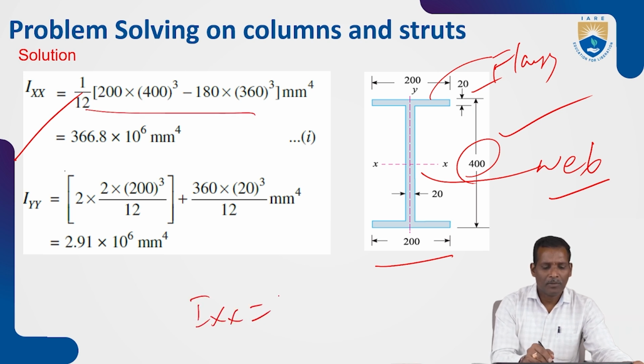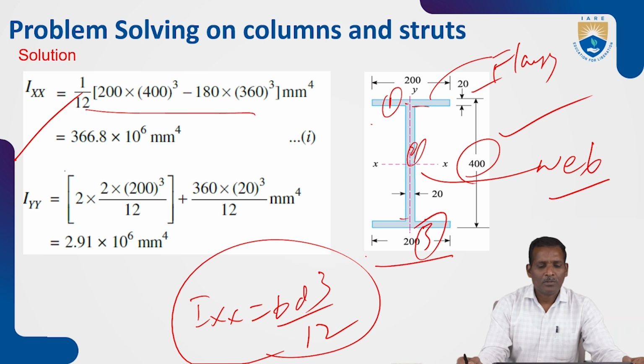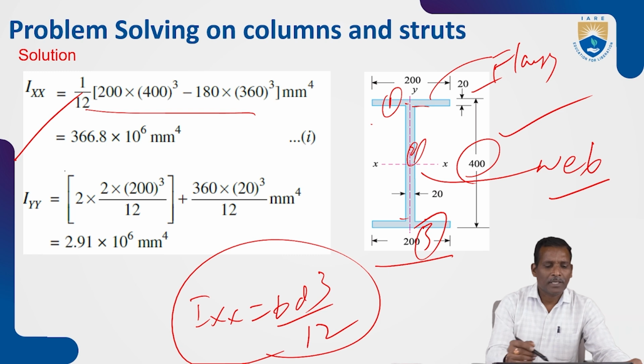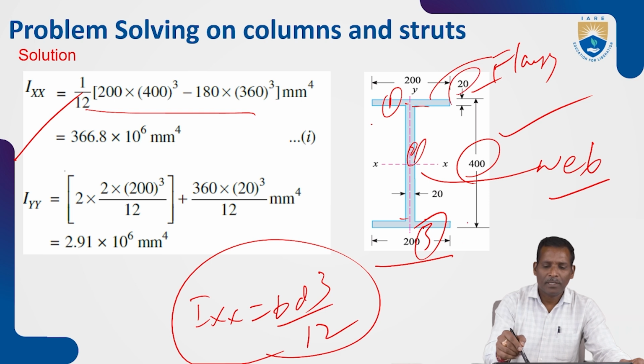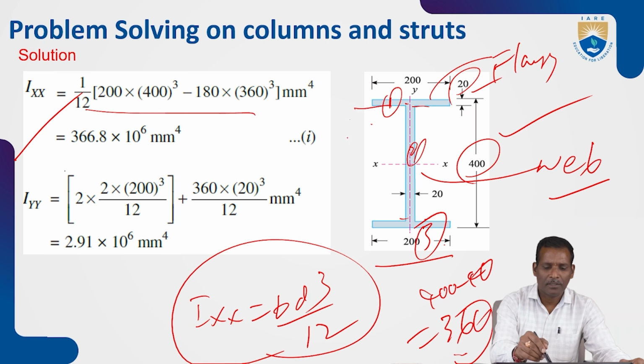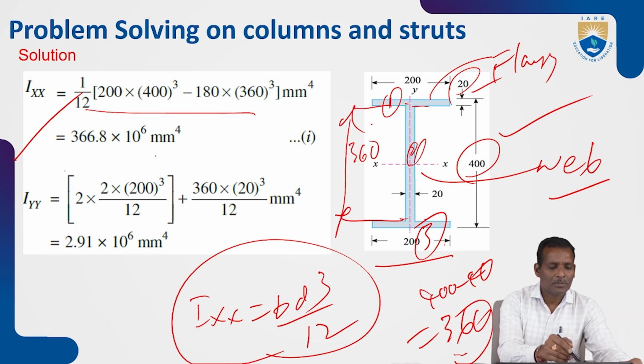So Ixx for a rectangular section: this is one section and another section, sections 1, 2 and 3. The section is symmetric, this one. So for the moment of inertia about the x-axis, you can use BD cubed by 12. So this is BD cubed by 12 minus 180 into 360 cubed. So 20 and 20, 40, 400 minus 40, so you will get 360, this dimension, and 180 width. So substitute, we will get Ixx.